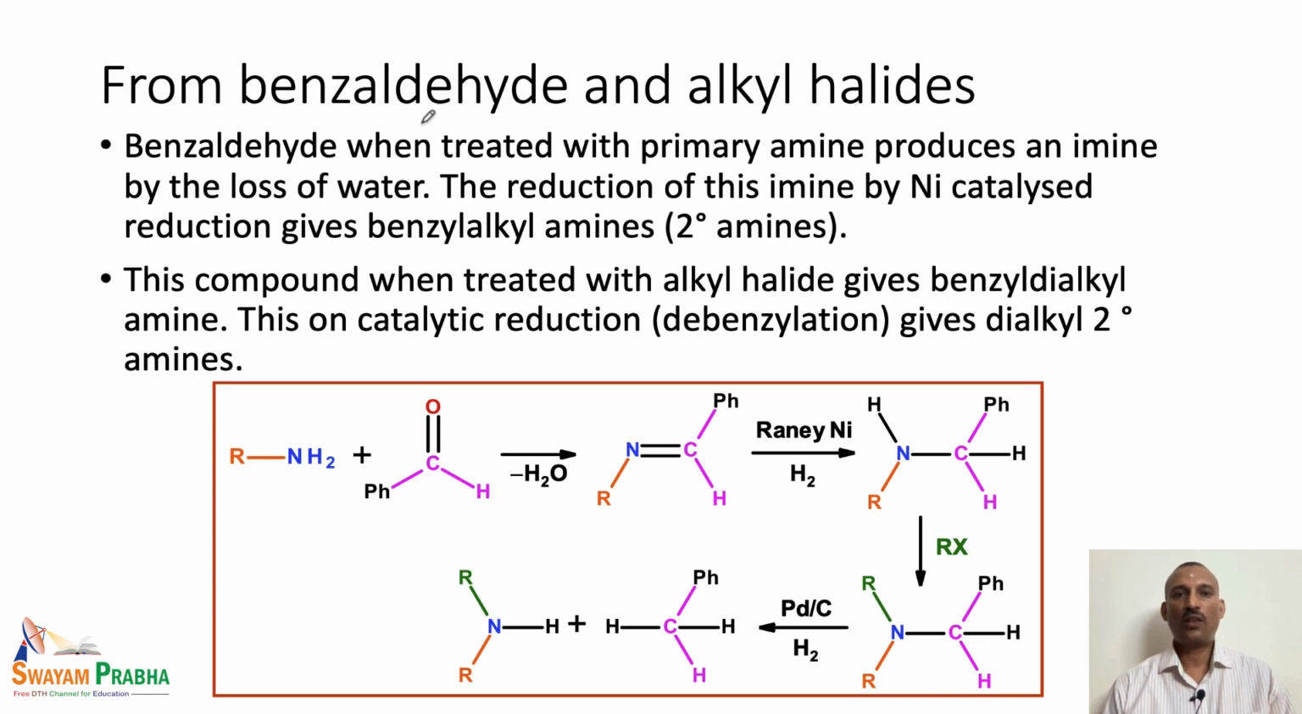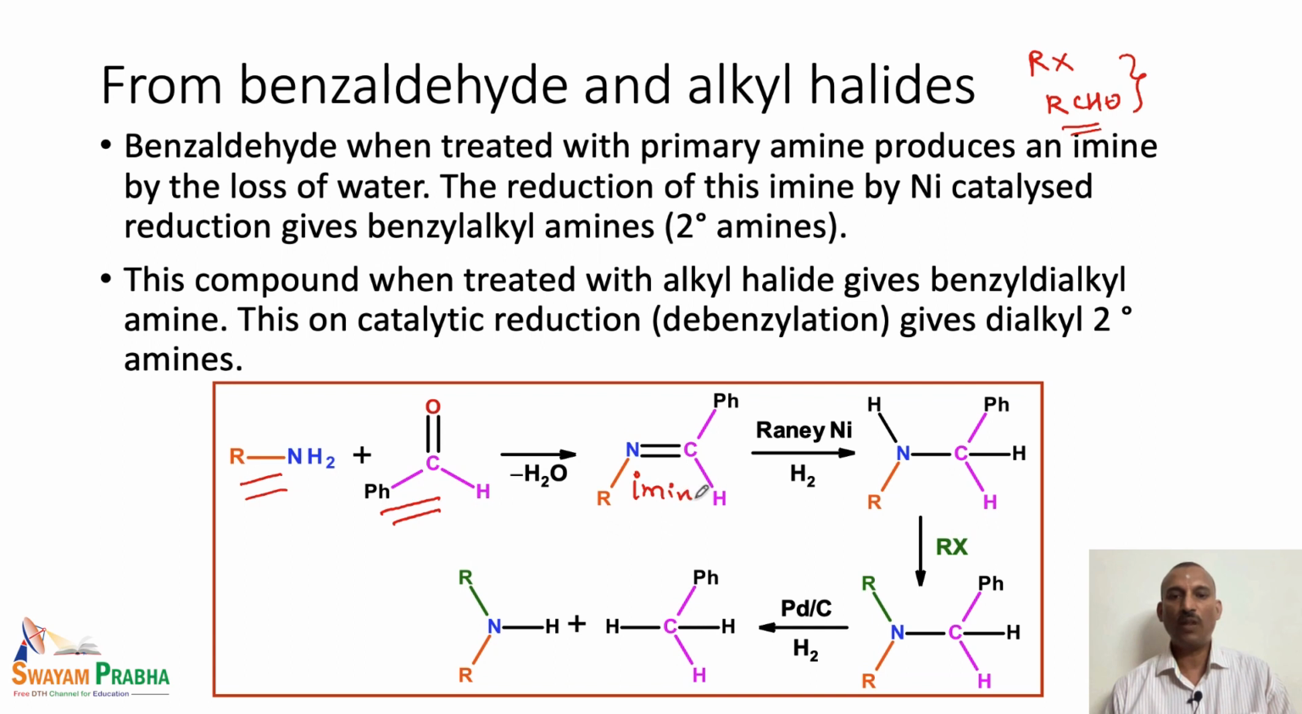Let us look at another method. Previously we have seen the reaction with alkyl halides, and we also have seen the reaction with the carbonyl compound. Now, we are going to see the combination of both, that means alkyl halides and aldehydes combined together to give this particular secondary amine. So, how the reaction proceeds we are going to see. The benzaldehyde when treated with the primary amine gives the corresponding imine.